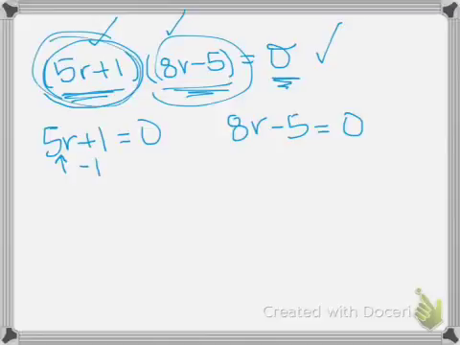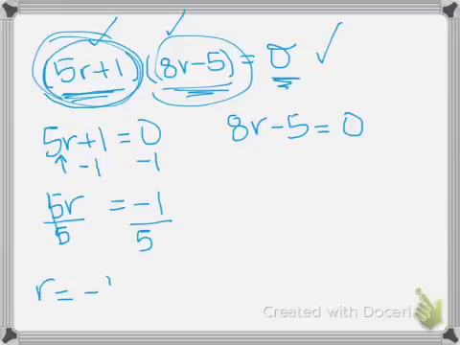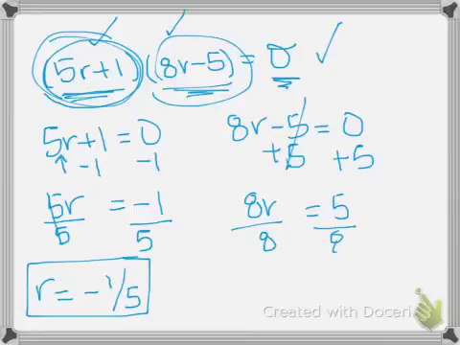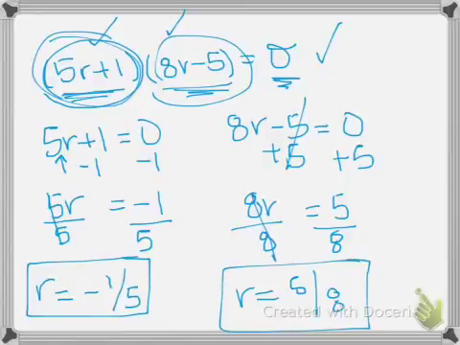So we would take away our lonely number, which is our 1, and then divide by our 5. So r equals negative 1/5, because that does not divide. The next one, you would add 5 over. 0 plus 5 is 5. Divide by our 8 and get 5/8. You can make these into decimals if you're more comfortable with that, but you can leave them as fractions as well.